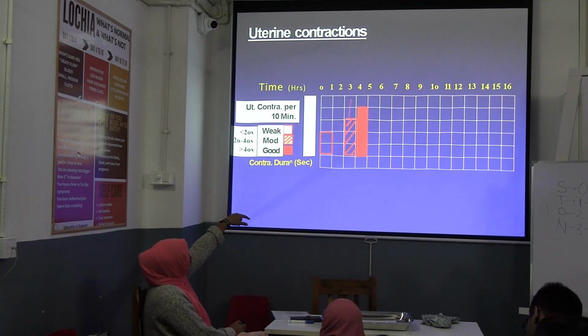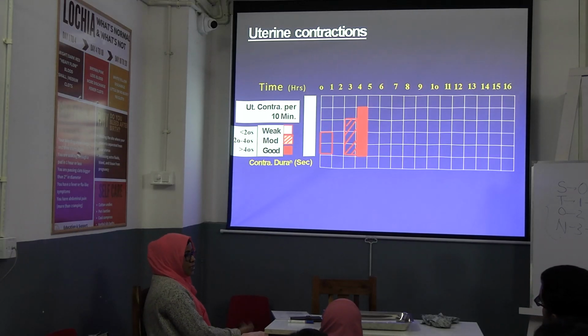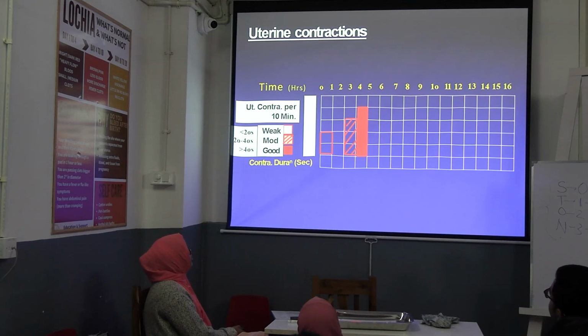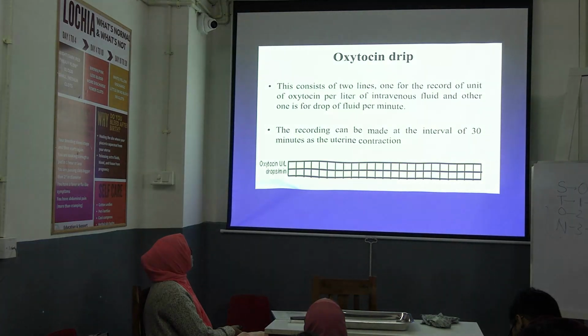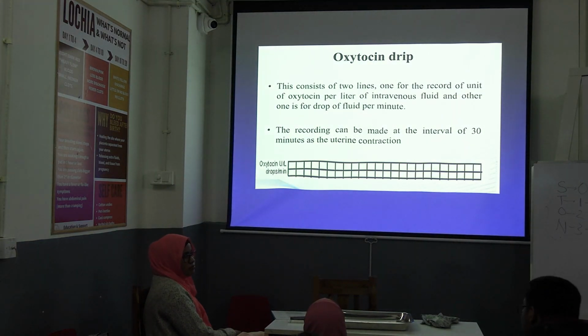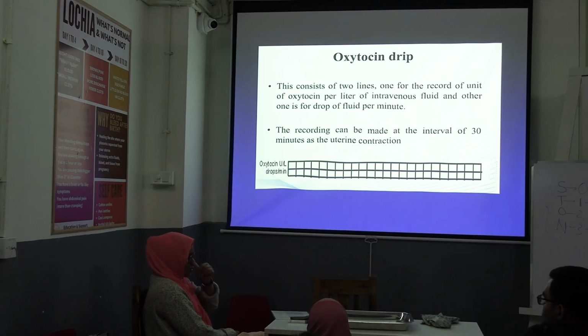So what's the significance of the squares? How many contractions are occurring per 10 minutes? If 2 contractions are occurring per 10 minutes, you will label 2 squares. If 4 contractions are occurring every 10 minutes, you will label 4 squares. So this is the meaning of these squares and how you plot them. What is a good uterine contraction? If any contraction is lasting for more than 40 seconds and occurring more than 3 times per 10 minutes, it is a good uterine contraction.